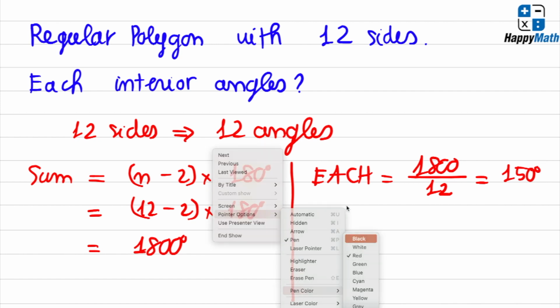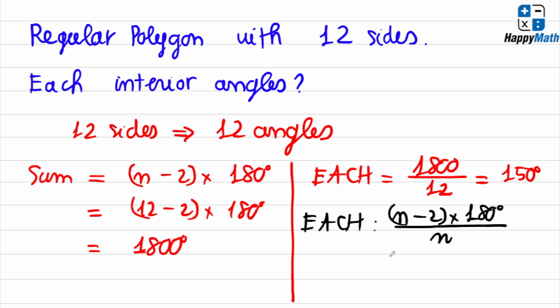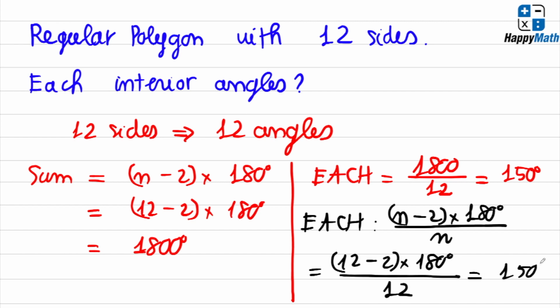Another way to find each interior angle for this question is to apply the formula for each angle. The formula is very easy. It is n minus 2 multiplied by 180 degrees, and then divided by n. For n is 12 in this question, you got 12 minus 2, multiplied by 180 degrees, and divided by 12, and of course you have the same answer. Okay. I will give you one more question.